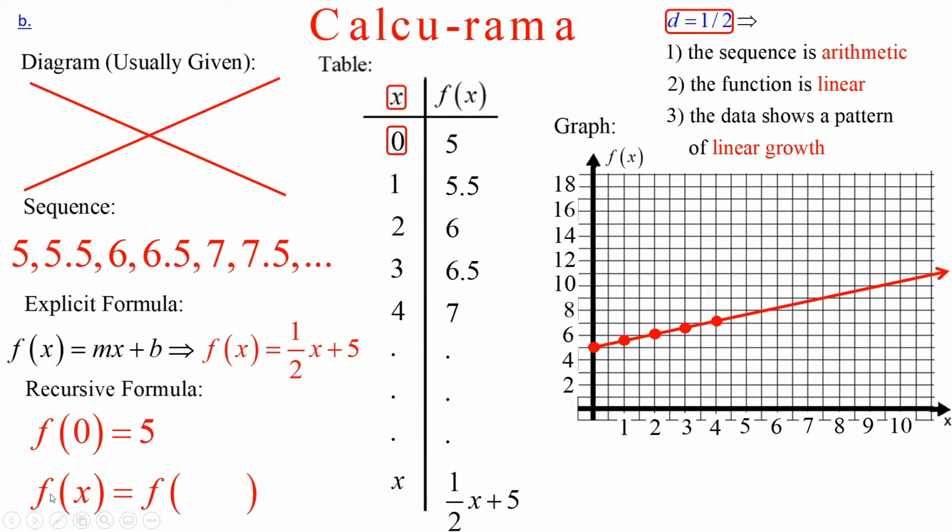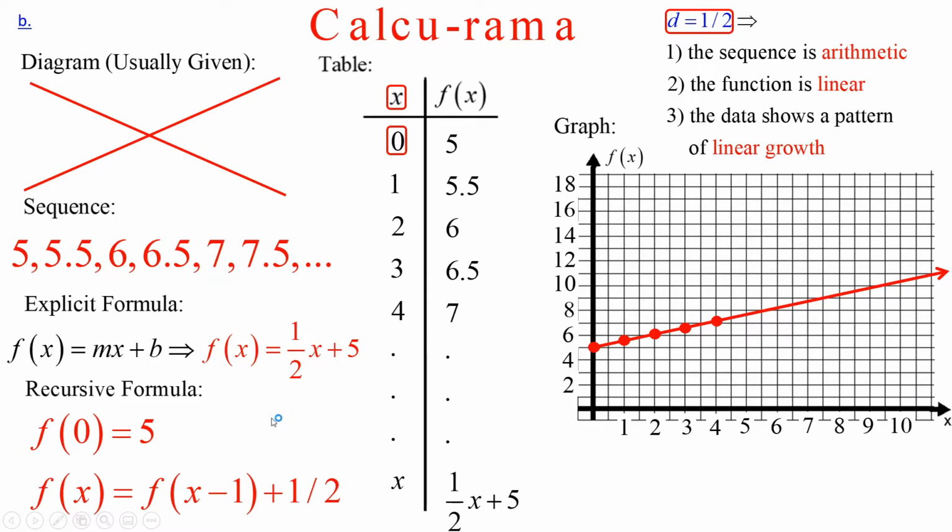And then the recursion equation, f of x equals f of, and what always goes here, f of x minus 1. This represents the previous term. What do we do to the previous term to always get the next term? Well, what did we do? Our pattern of change. We added 0.5, or plus 1/2. Plus 1/2, there it is.